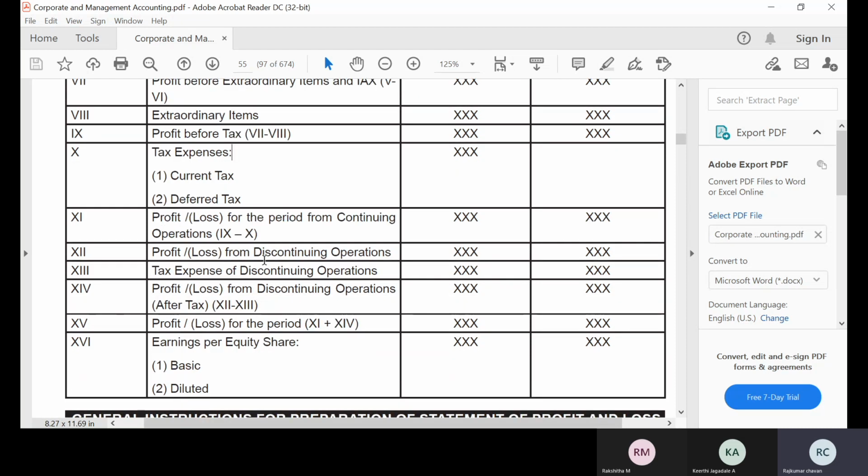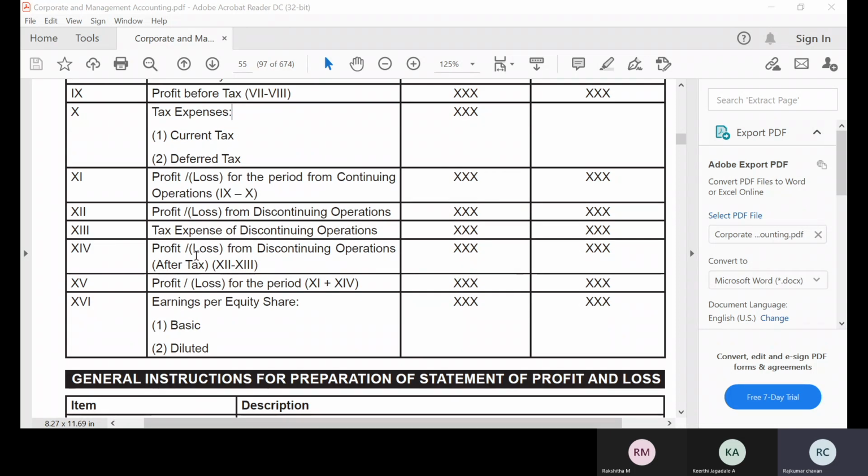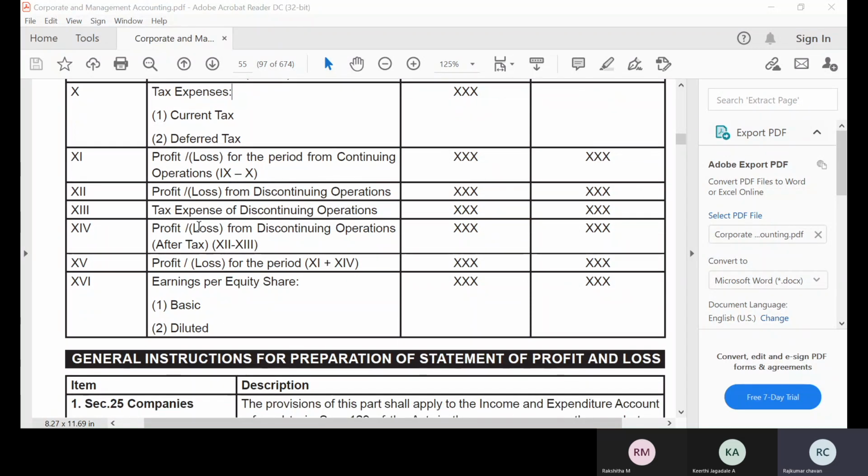Then you may get profit or loss from discontinuing operations. Discontinuing means the company has stopped doing the business there. Next one, tax expenses of discontinuing operations: how much tax they paid for the last year. If the business stopped last year, how much tax has been paid for the current year, what will be the tax. Then you will get profit or loss from discontinuing operations after tax.